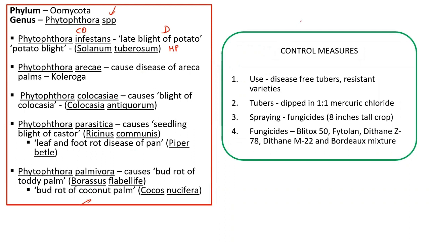Then what are the control measures for Phytophthora infestans? The use of disease-resistant tubers, resistant varieties, then dipping the tubers in mercuric chloride, or the use of fungicides like Blitox, Phytolan, Dithane Z78, Dithane M22, or Bordeaux mixture.